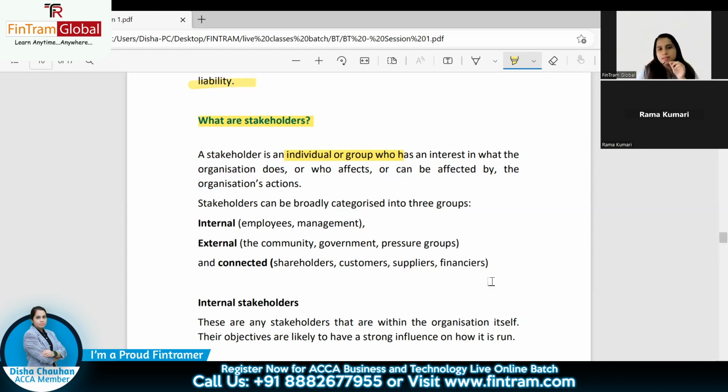So three categories are there. Broadly, they will be grouped in these three categories. So we have our internal stakeholders. Internal stakeholders are those who are within the organization itself. So the employees and your management are within the organization, of course. They have a strong influence on how it's going to be run, and they are internal to the organization. That's why they are internal stakeholders. We have our external stakeholders, which are external to your organization, like the community, government, and any pressure group.